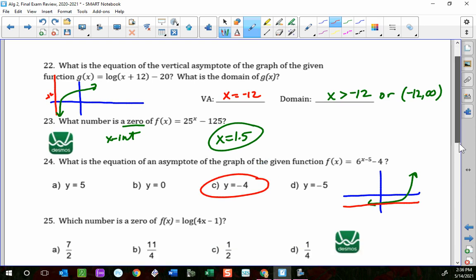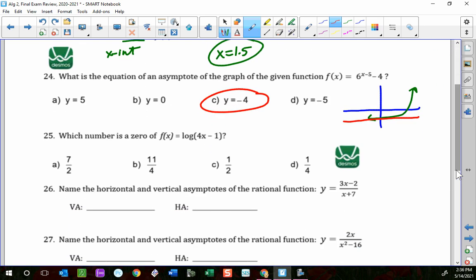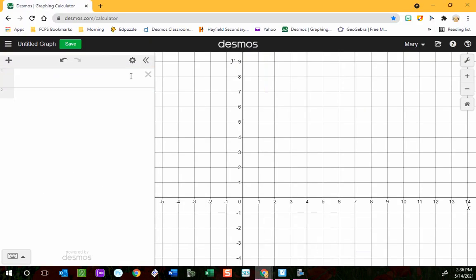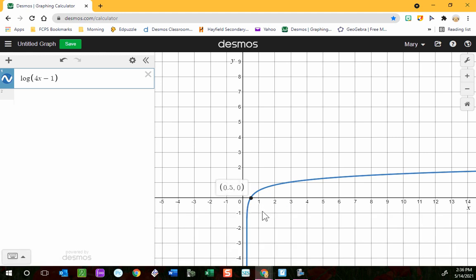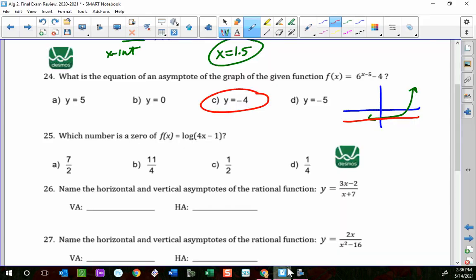All right, this next one, which one of these is a 0 of this function? So you can do this a couple different ways. The easiest way to do this is the graph. So again, graph this, log of 4x minus 1. So looking at functions, I choose log of 4x minus 1. And I guess I could put y equals over here. Doesn't really matter. I want that right there. There's my 0. There's my x-intercept at 0.5.